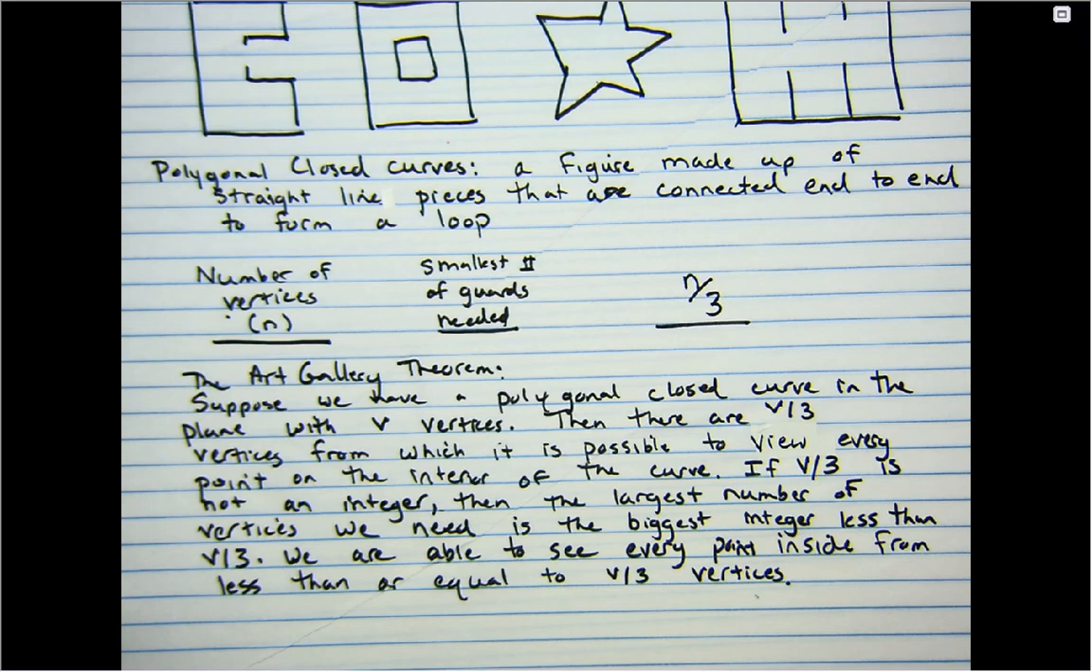So from the beginning, suppose we have a polygonal closed curve in the plane with V vertices. Then there are V divided by 3 vertices from which it is possible to view every point in the interior of the curve. If V divided by 3 is not an integer, then the largest number of vertices we need is the biggest integer less than V divided by 3. We are able to see every point inside from less than or equal to V divided by 3 vertices. So in Friday's class, we'll see why that is possible. Why can you always, no matter how complicated this polygonal closed curve is, station guards at V divided by 3 of the vertices? I'll see you on Friday.